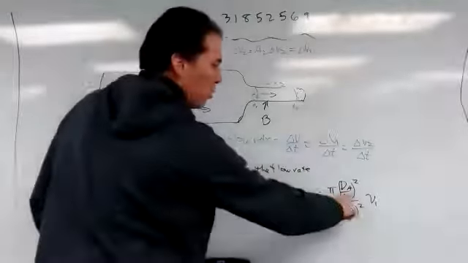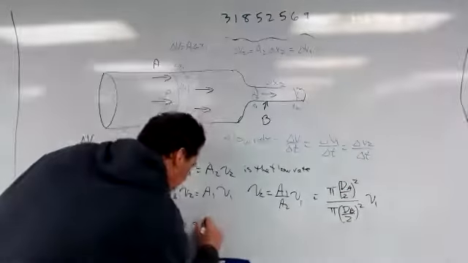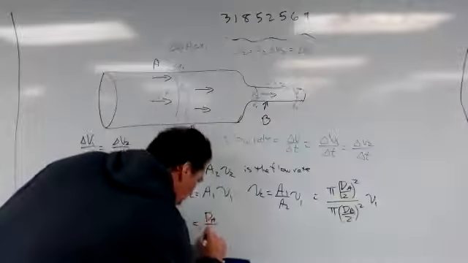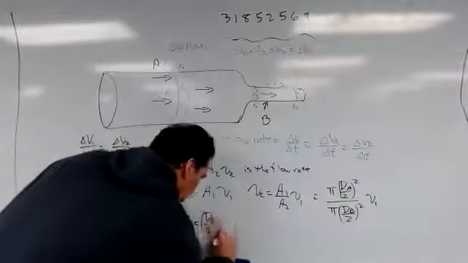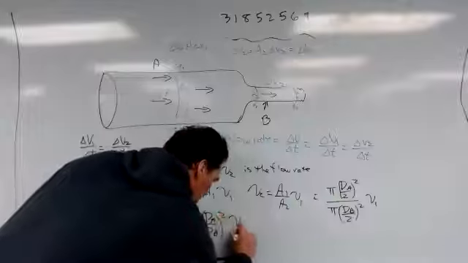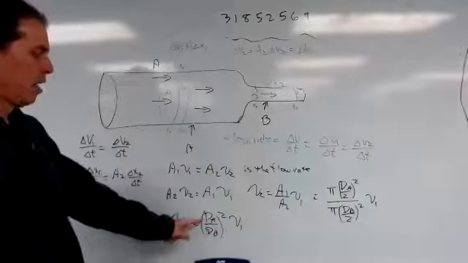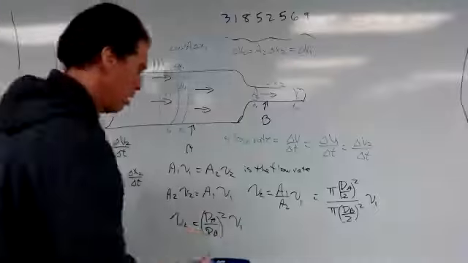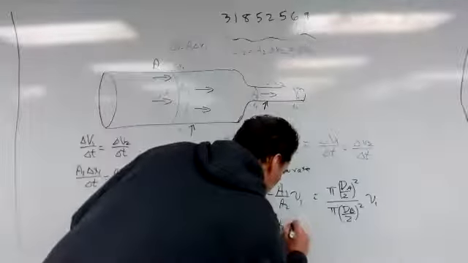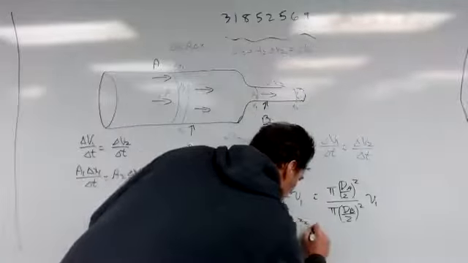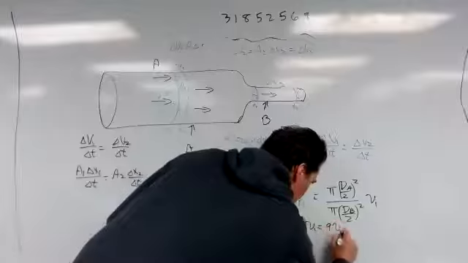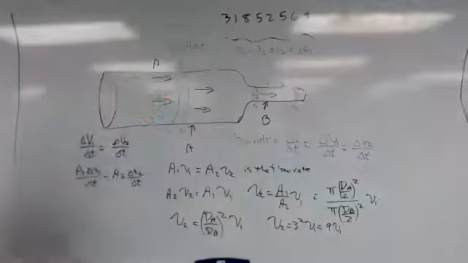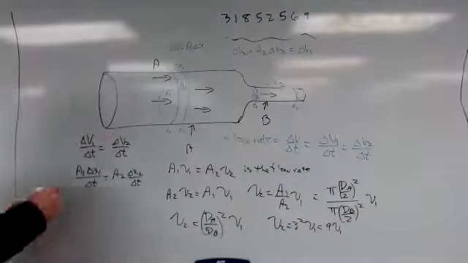The pi's and the 2's, which get squared, cancel. I get diameter at A over diameter at B squared times velocity at A. Diameter at A over diameter at B is 3. I probably should have used A's and B's instead of 1's and 2's, but hopefully you get that.